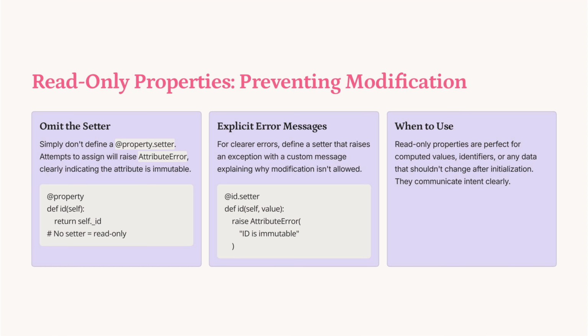Read-only properties are crucial for maintaining data integrity. By omitting the setter, attributes become immutable, raising an AttributeError if modification is attempted. This approach is ideal for identifiers or computed values, ensuring they remain unchanged post-initialization. Explicit error messages further clarify why modifications aren't allowed, enhancing code readability and intent communication.